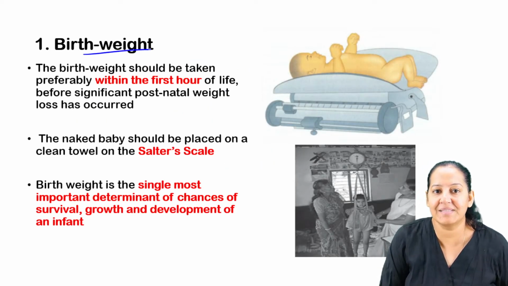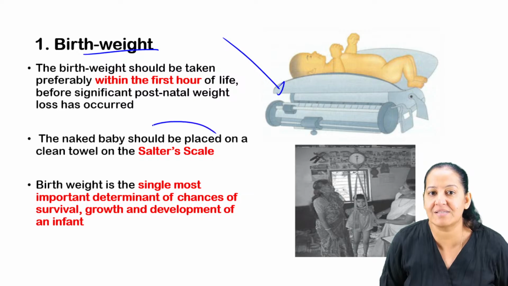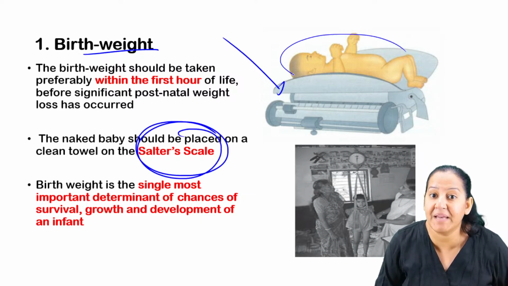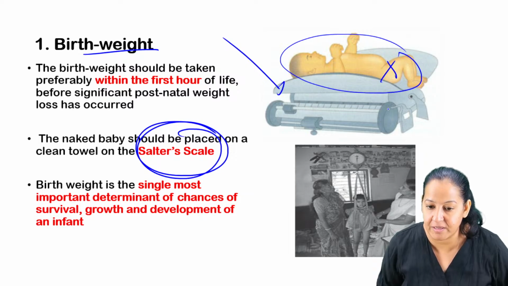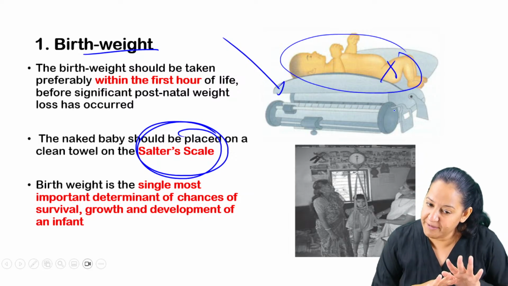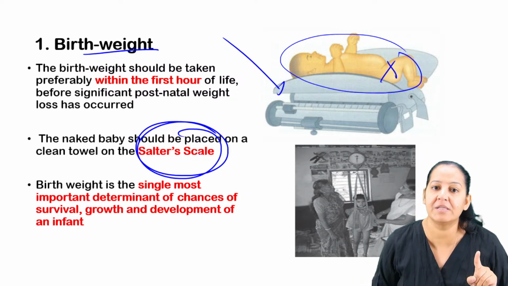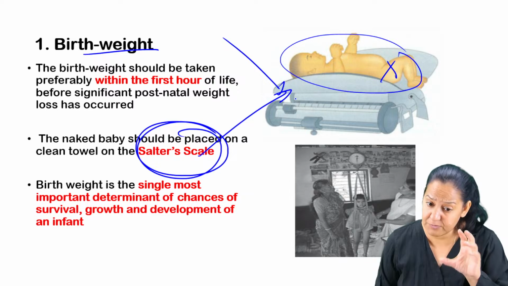So weight is measured on an instrument. This instrument is known as the Salter scale. For small babies, it's like that. If you want to measure the weight, make the baby naked. Even no nappy should be there. No knicker, no nappy. The baby should be completely naked so that we can accurately measure the weight. This instrument is known as the Salter scale. This is for small babies.